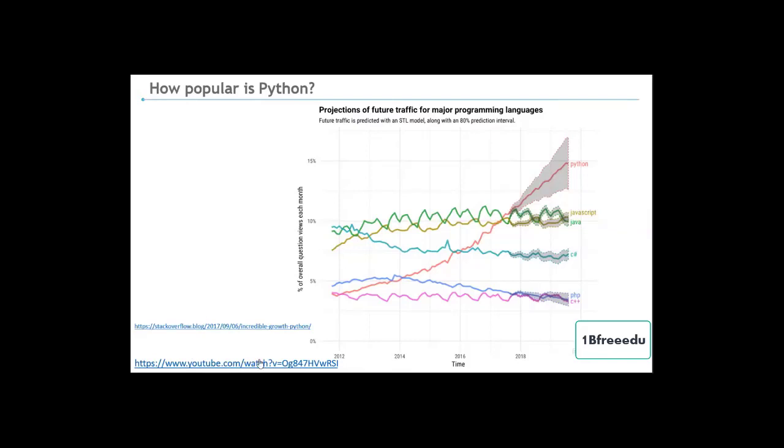I have given a link here of a YouTube video which you can play later on, which shows you how Python has become the number one language, the evolution of it. Before there was C, then Java, and now Python has become the most popular language.